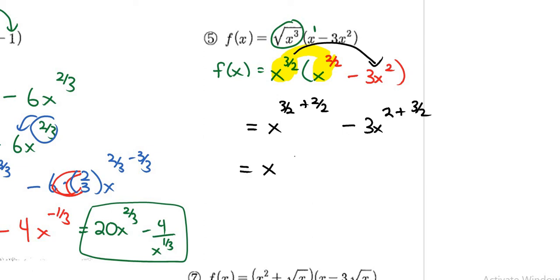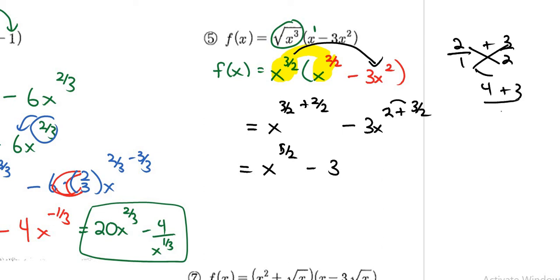So this will be x to the power of 5 over 2 minus 3. And if I do this calculation on the side here, 2 over 1 plus 3 over 2, that's going to be 4, that's going to be 3, and that's going to be 2. So that's going to be 7 over 2. So this is going to be x to the 7 over 2. All right, now that we've simplified all that, now we can take its derivative.